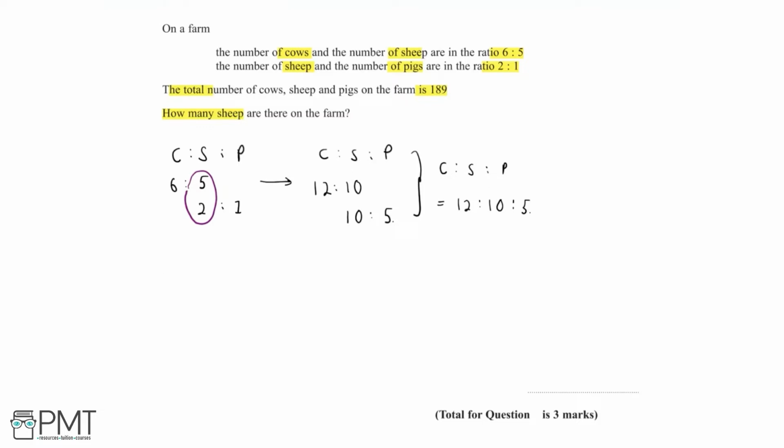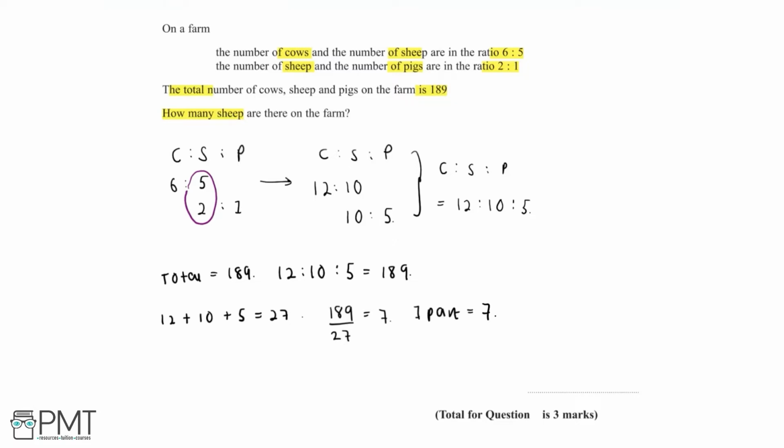Now we're also told that the total number of cows, sheep and pigs on the farm is equal to 189. And so the ratio 12 to 10 to 5 gives a total of 189. Now let's take a look at how many parts are in 12 to 10 to 5. And so 12 plus 10 plus 5 is equal to 27. And so to find out how much one part is worth, we can do 189 divided by 27. And so we end up with 7. And so we can say that one part is equal to 7.